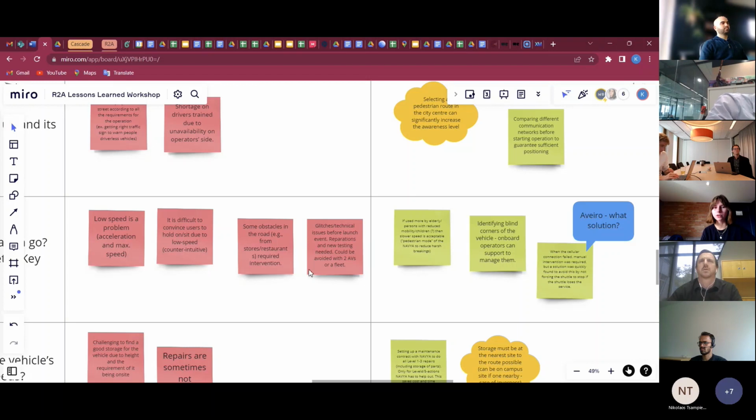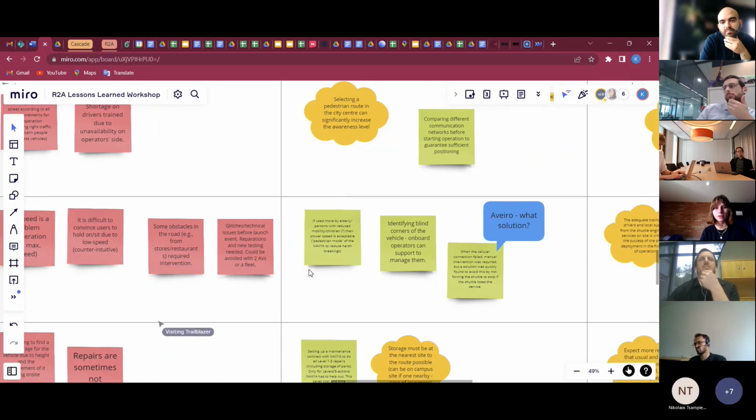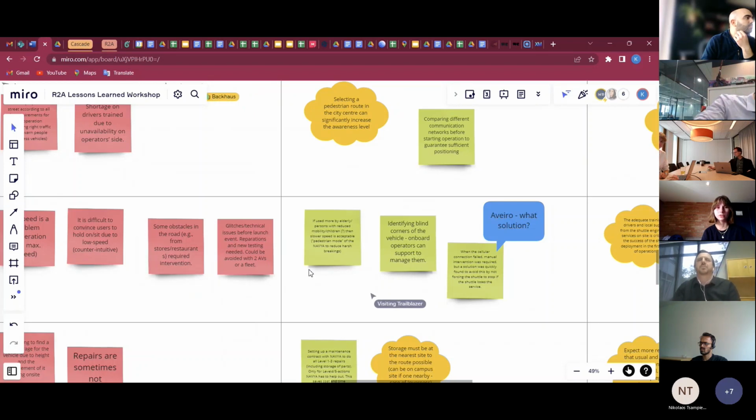Some obstacles on the roads require intervention, for example, again, road constructions or unprecedented maintenance of vegetation around can also cause intervention and delays. Reparations, as I mentioned, it's either being really fully prepared with formalized repair and maintenance agreements with the shuttle providers, or actually preparing a second AV to replace the first one in case repair is needed and there's not enough time or space to do it.